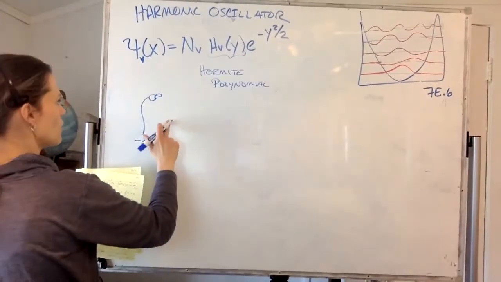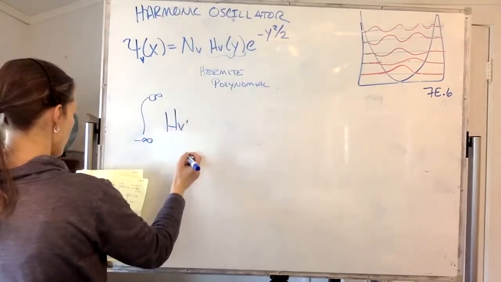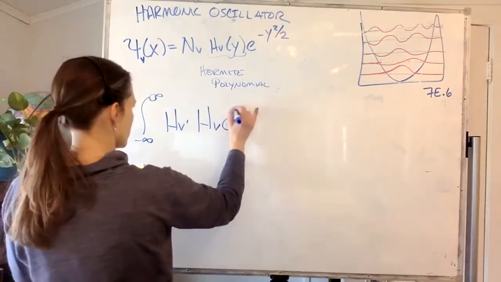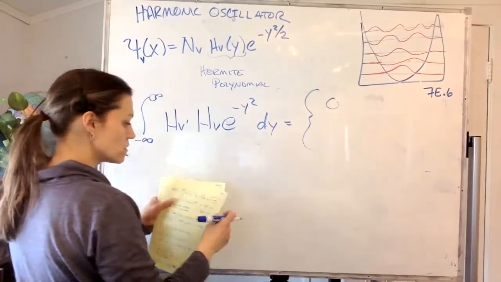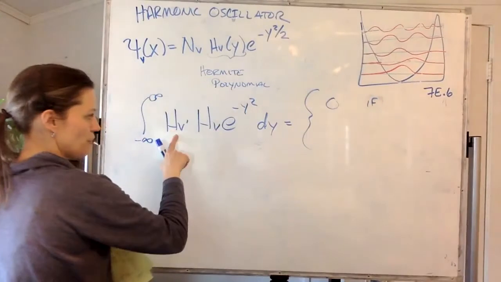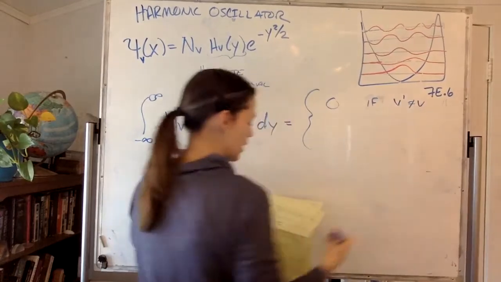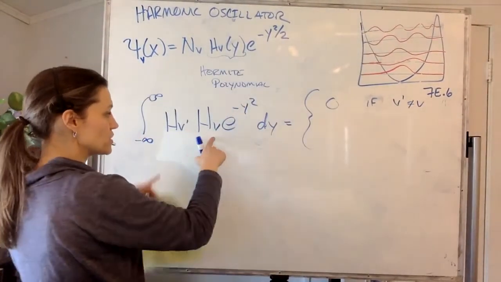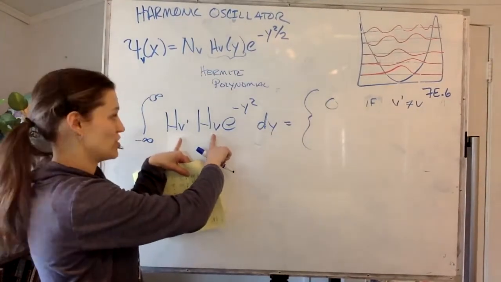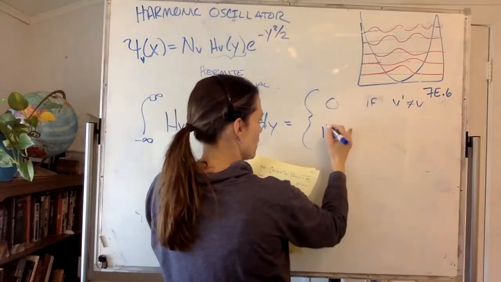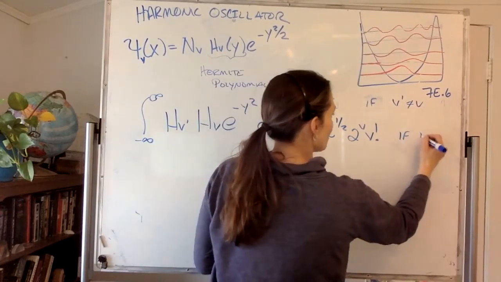Okay, so orthogonality. There is a condition such that the integral from negative infinity to infinity of Hermite polynomial 1 times Hermite polynomial 2 times e to the minus y squared dy is equal to 0 if this Hermite polynomial is different than this Hermite polynomial. So if v prime doesn't equal v. And if v prime does equal v, so if these are the same Hermite polynomials, then this whole thing equals pi to the 1/2 times 2 to the v times v factorial.